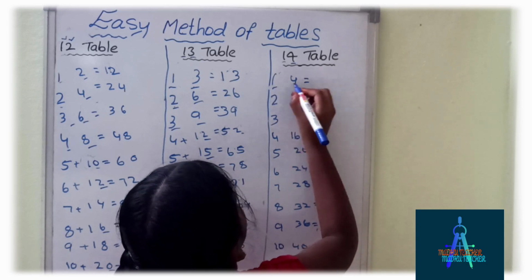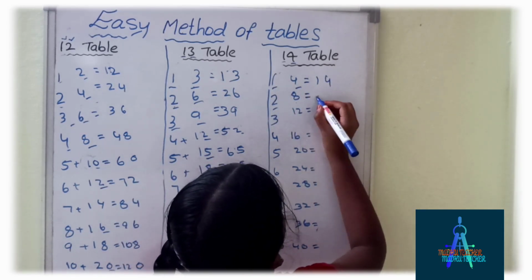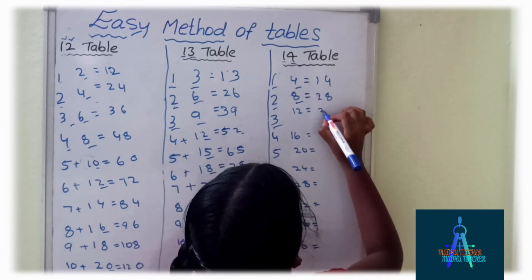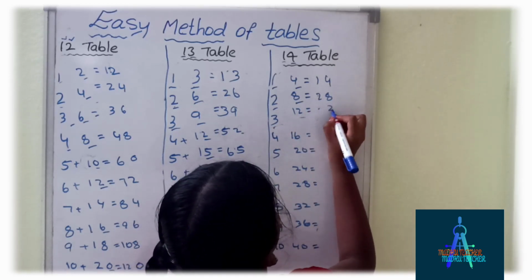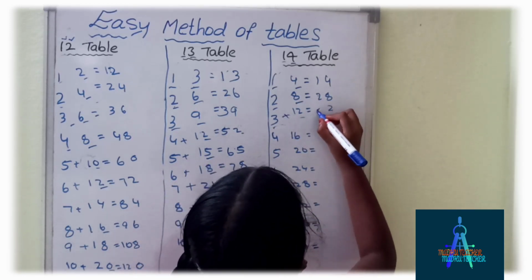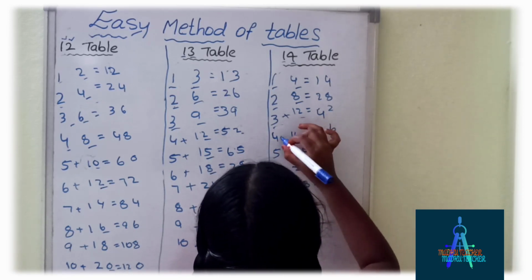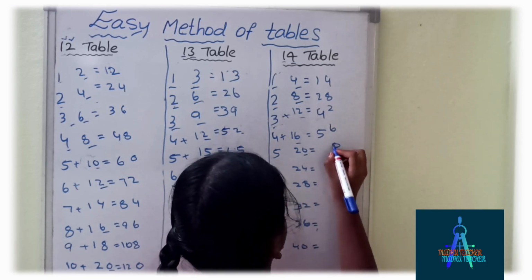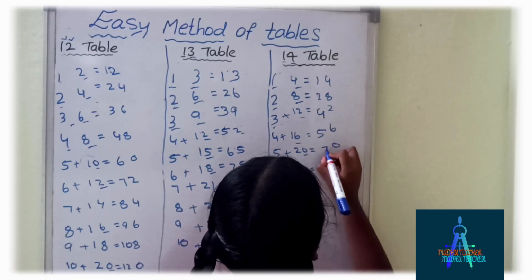Next, 1 as it is, 4 as it is, 2 as it is, 8 as it is, 3 as it is, 2 as it is, 3 plus 1 is equal to 4, 6 as it is, 4 plus 1 is equal to 5. Next, 0 as it is, 5 plus 2 is equal to 7.